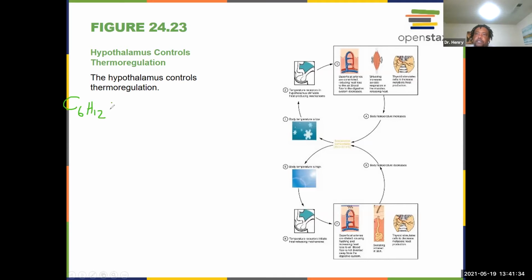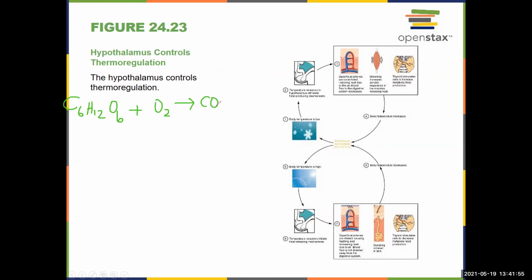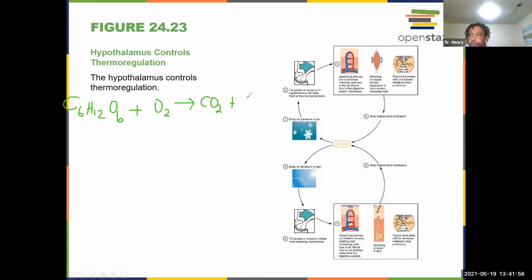C6H12O6 plus O2 yields, sorry, I'm in the middle of equilibrium, so everything is reversible right now. Carbon dioxide plus H2O plus ATP plus heat.